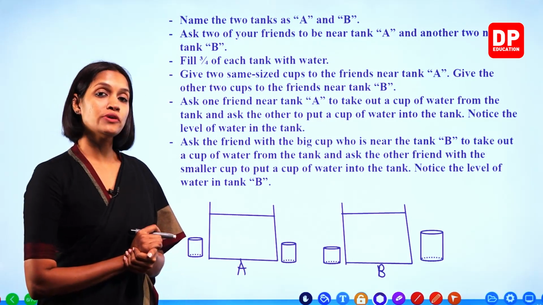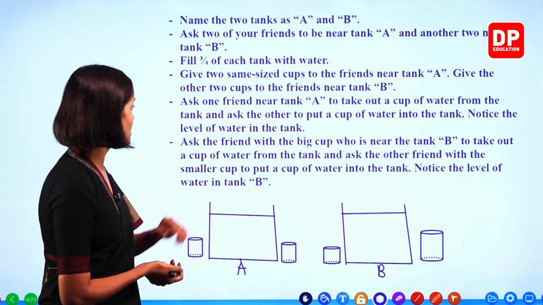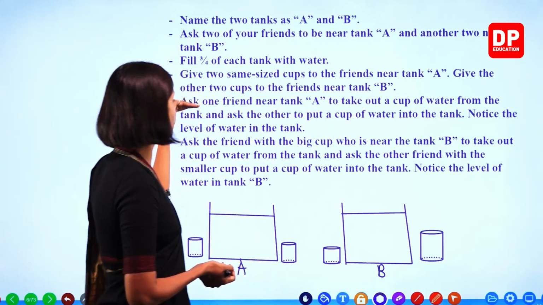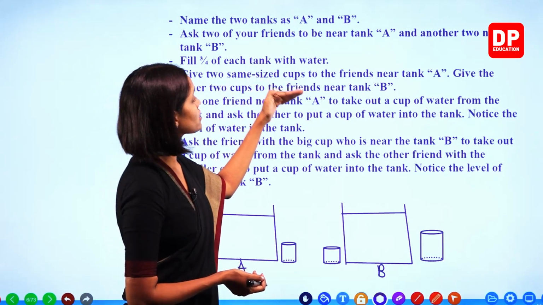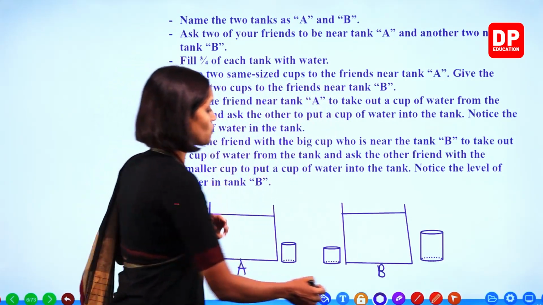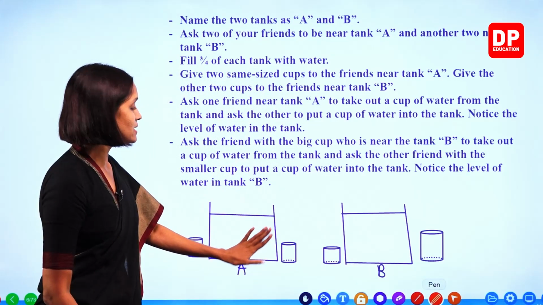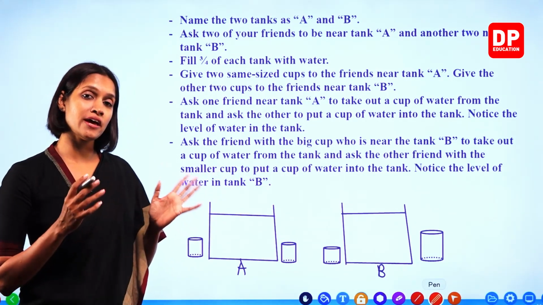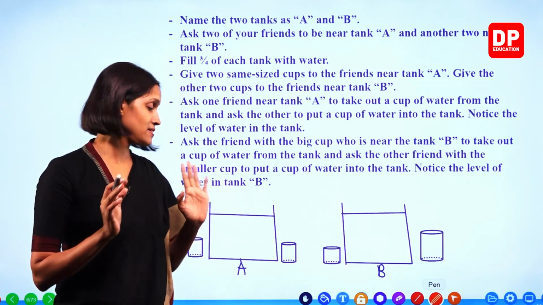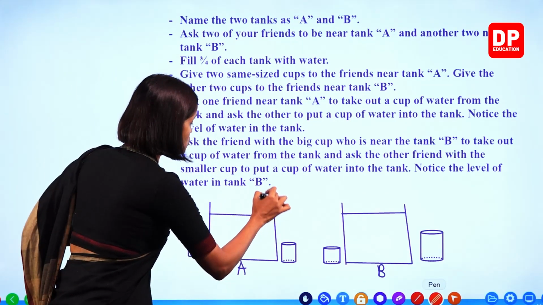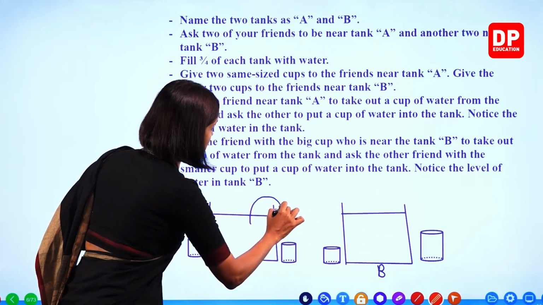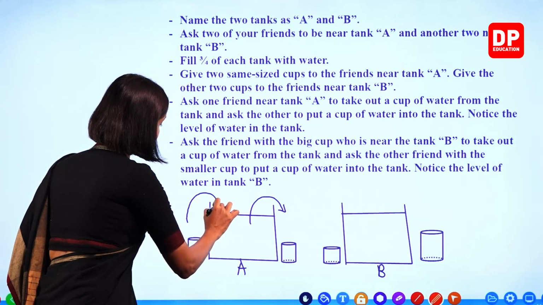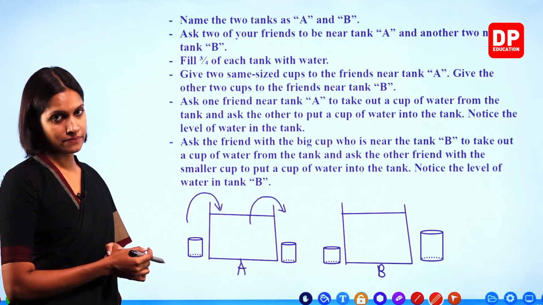Then, when you consider tank A, ask one friend near tank A to take out a cup of water from the tank and ask the other to put a cup of water into the tank. So now 2 friends are there, they both have cups of the same size. One friend should take 1 cup of water out. Then the other friend should put another cup of water into the tank.